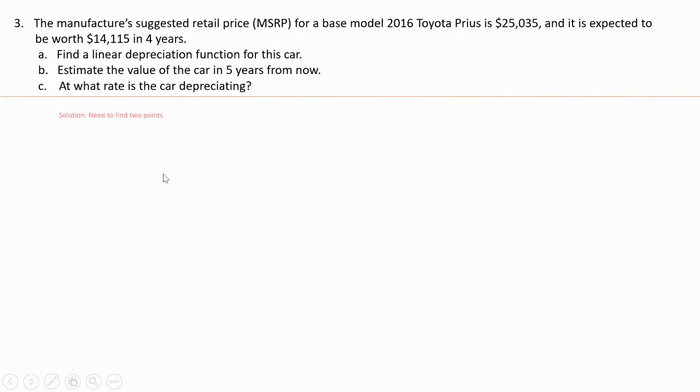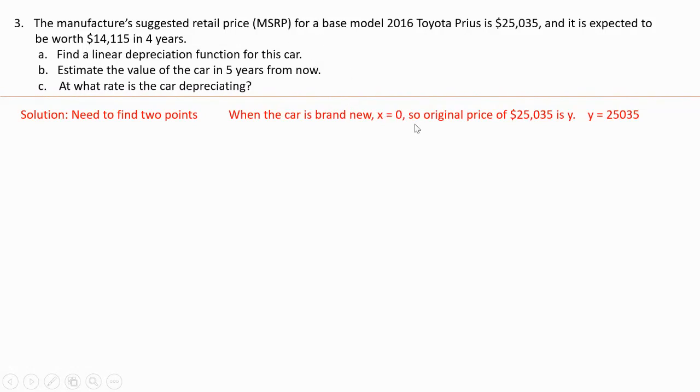So here for the solution, we need to find 2 points, okay? The first point, when x equals 0, that'll be the original price, which is $25,035. So when x is 0, y is $25,035. So that's the first point. The second point, we get it from the last part towards the end of the sentence here. In 4 years, the car will be worth $14,115. So this is my second point. We're going to get 4 for the x, and for the y, 14,115.